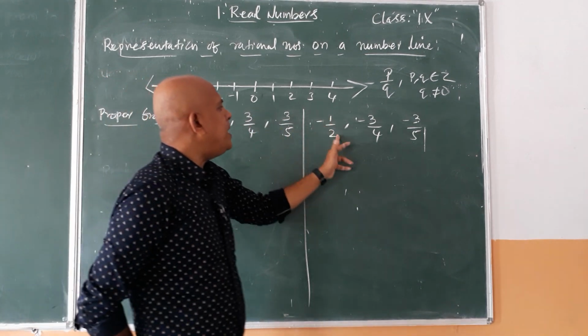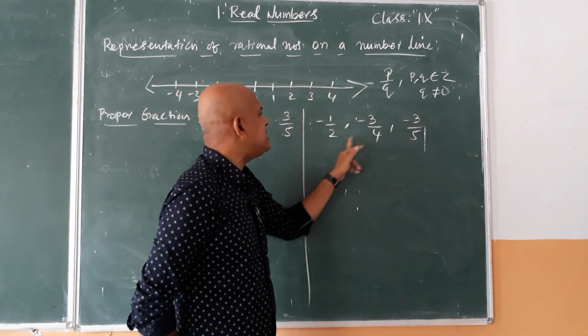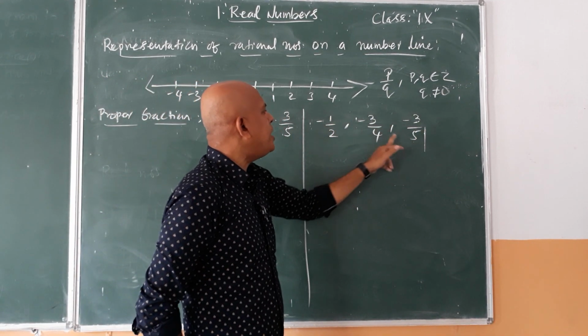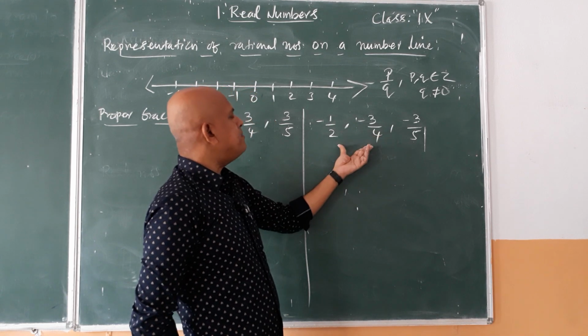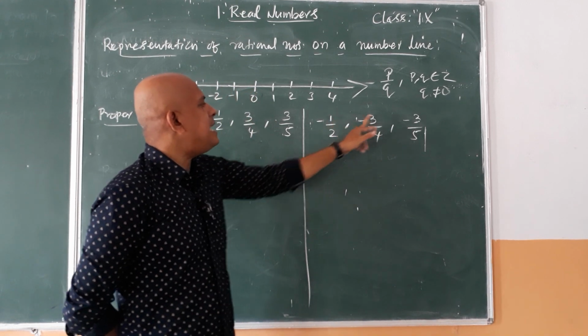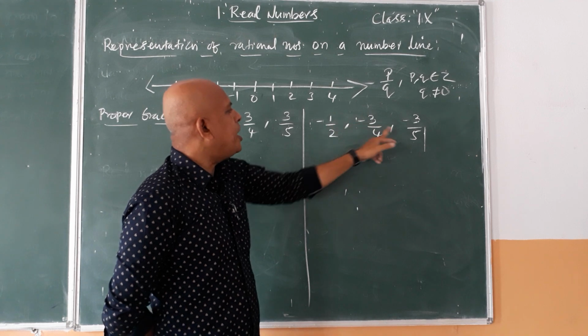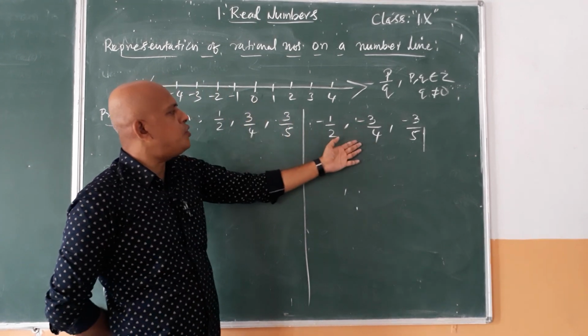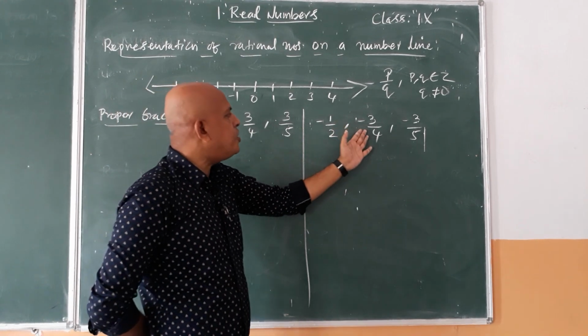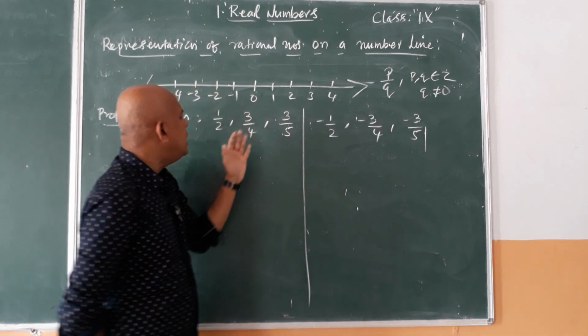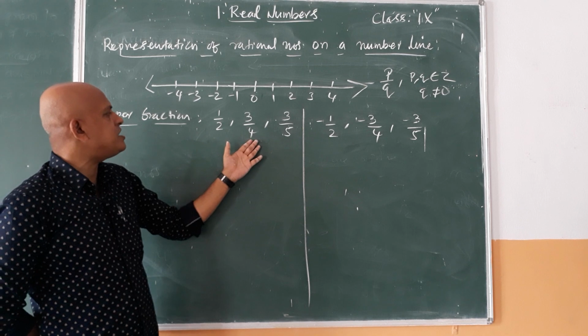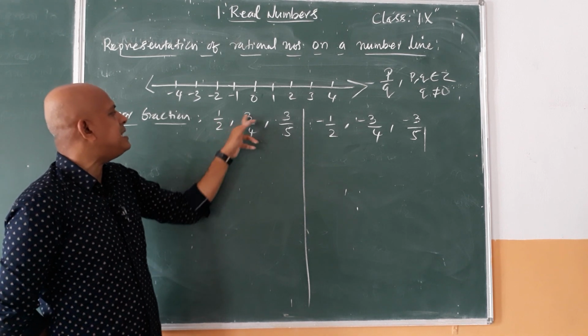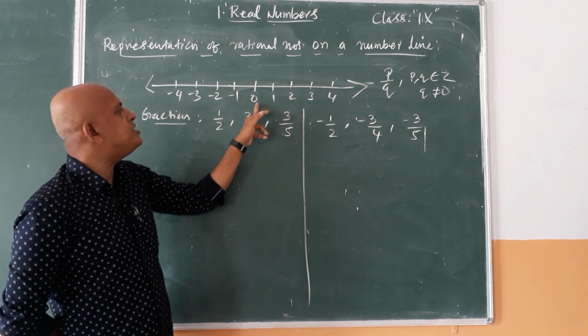Whereas here also 1 by 2, 3 by 4, 3 by 5, the numerator is less than the denominator, but these are negative rational numbers, and these numbers where the numerator is less than the denominator and which are negative lie between -1 and 0. Any proper fractions which are negative lie between -1 and 0, and here these are the proper fractions which are positive numbers where the numerator is less than the denominator, and they lie between 0 and 1.